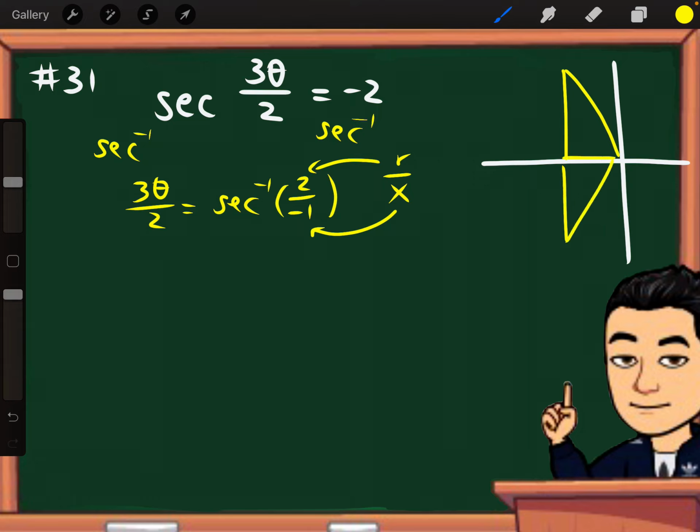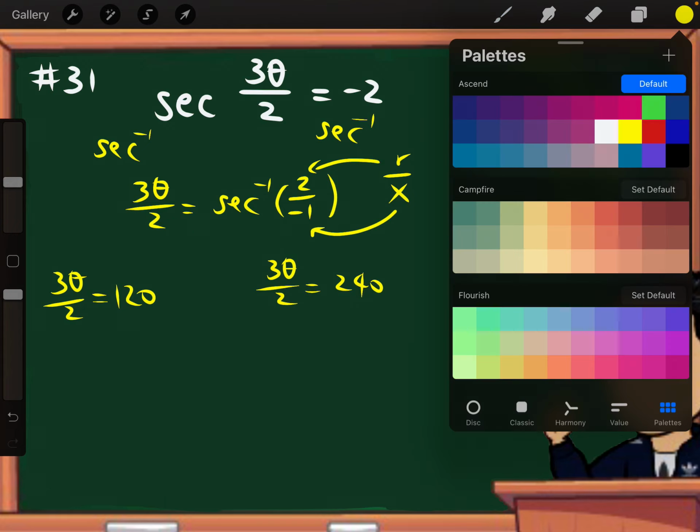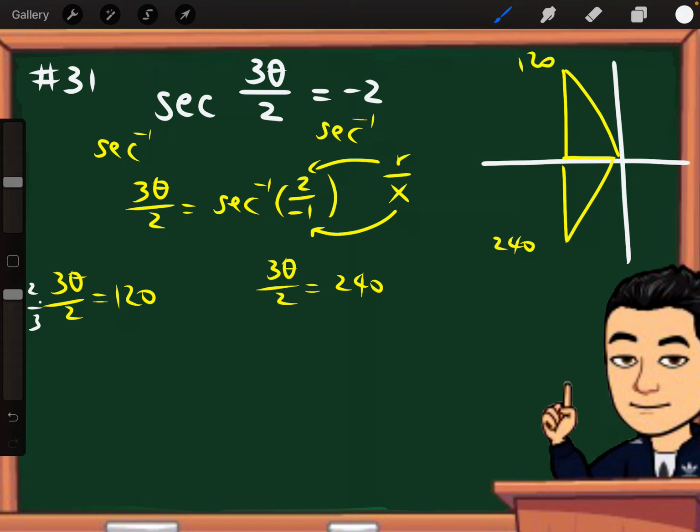So it's going to be 2 triangles over here. So one of them is going to be 120. Another one is going to be 240. Okay, so 3 theta over 2 equals 120. 3 theta over 2 is going to be 240. Okay, so I'm going to go ahead and multiply by 2 over 3 on both sides. So theta is actually going to equal 80 degrees. Another one, if you multiply by 2 over 3 on both sides, you're actually going to get theta equals 160 degrees. Okay, so the job is not done.